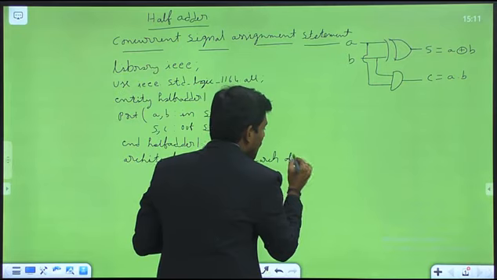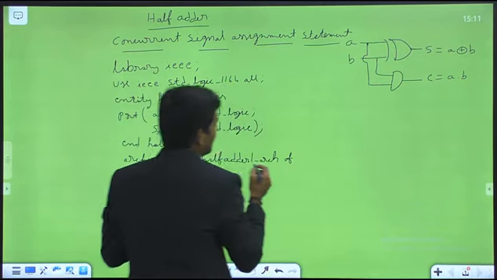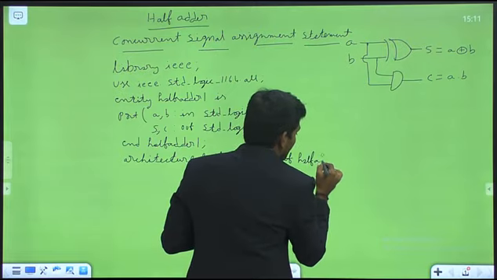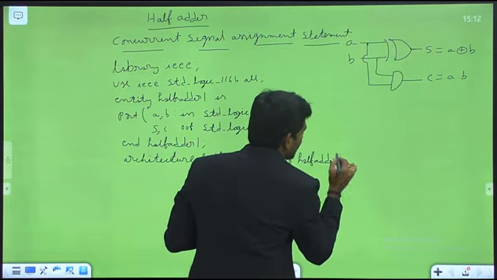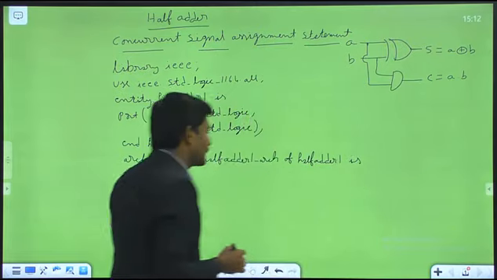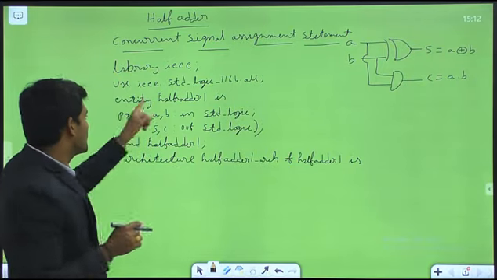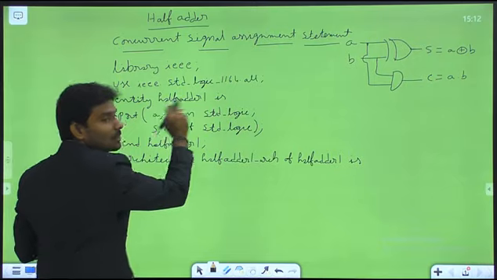Architecture name of entity name. Entity name is same as this. So half adder 1 is architecture name of entity name is. Entity name must be same as whatever we mentioned over here.